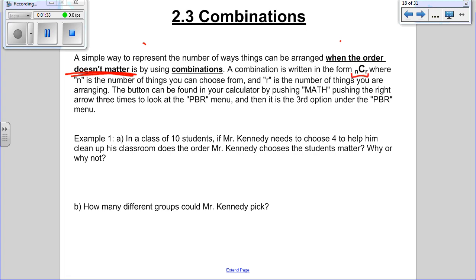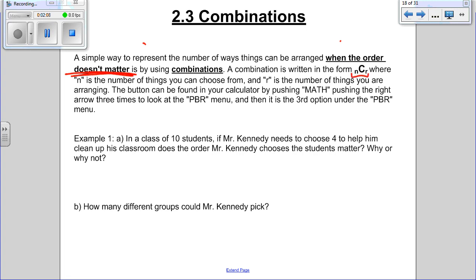Combinations, order doesn't matter. An example of how that happens: if you read example 1, it says in a class of 10 students, Mr. Kennedy needs to choose 4 to help clean up his classroom. Does the order Mr. Kennedy chooses the students matter? Why or why not? Let's think about it. I've got 10 students, 1, 2, 3, 4, 5, 6, 7, 8, 9, 10. I need 4 people to clean up after the class.